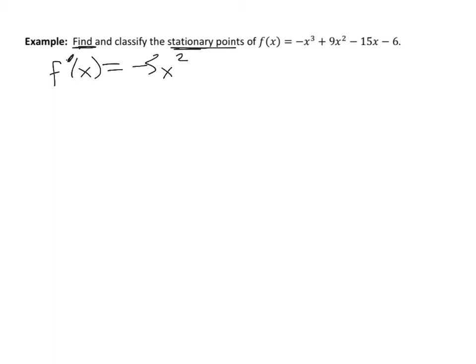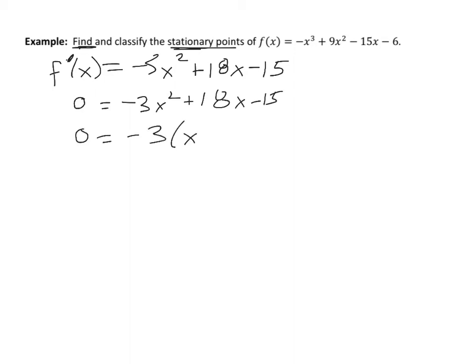This is negative 3x squared plus 18x minus 15, and the minus 6 is going to vanish when we take the derivative. This is not ever undefined because there's no division by 0, there's nothing weird happening. So all I need to do is set this equal to 0. So 0 equals negative 3x squared plus 18x minus 15. Looks like I can factor a negative 3 out of that. So that'll give me x squared minus 6x plus 5.